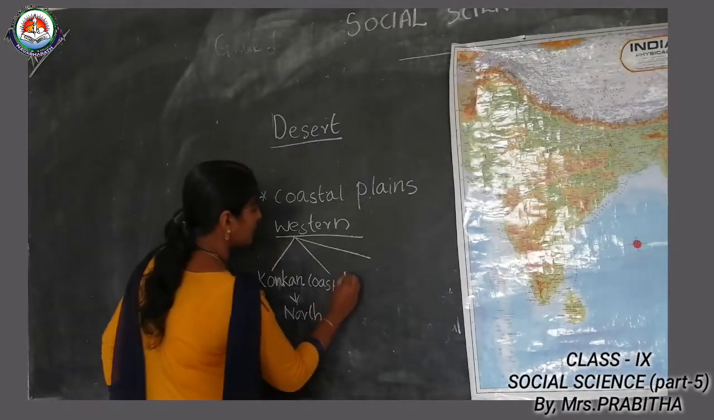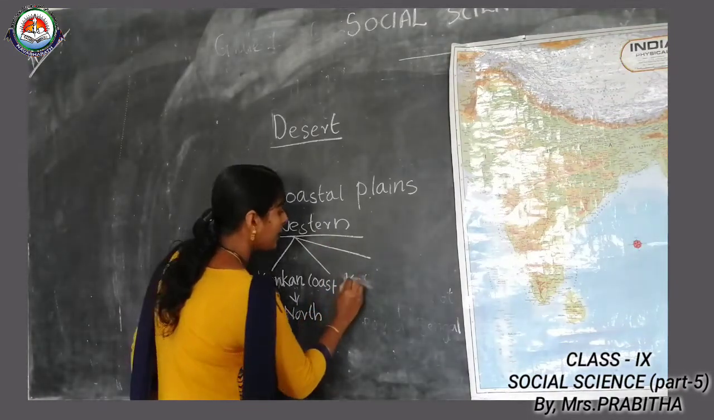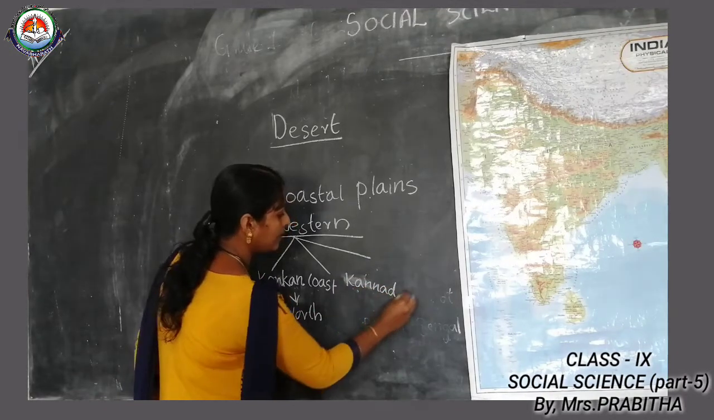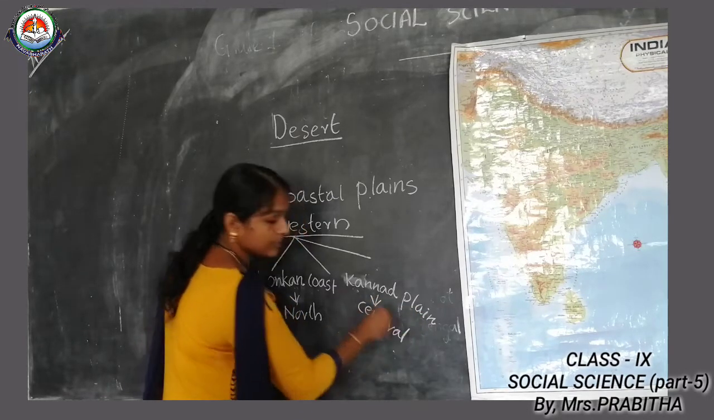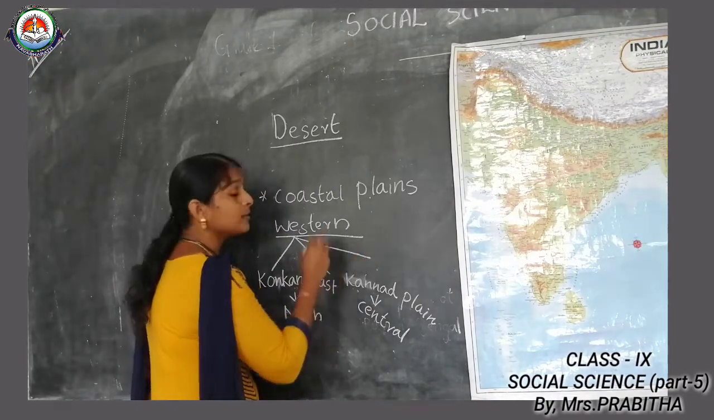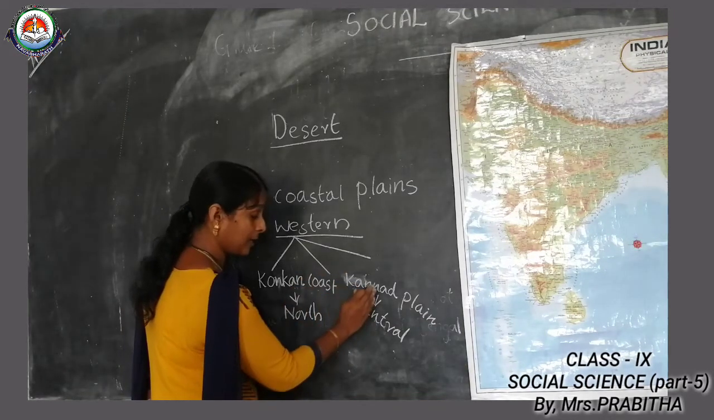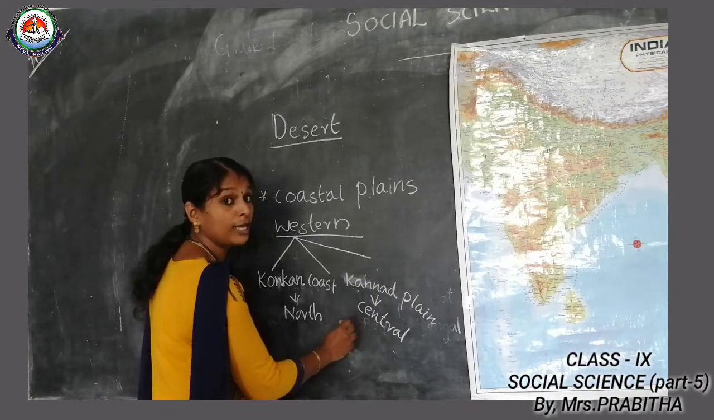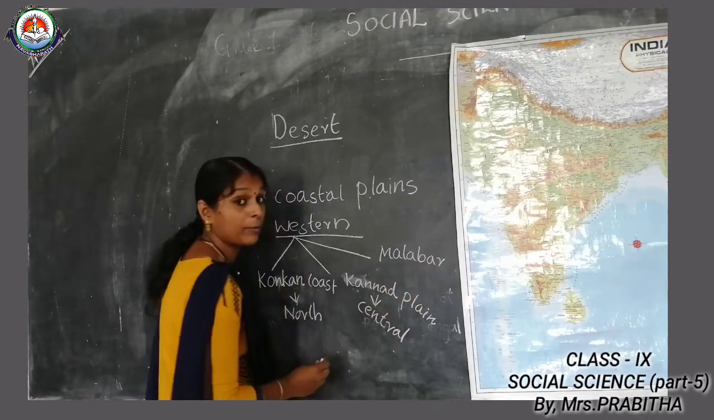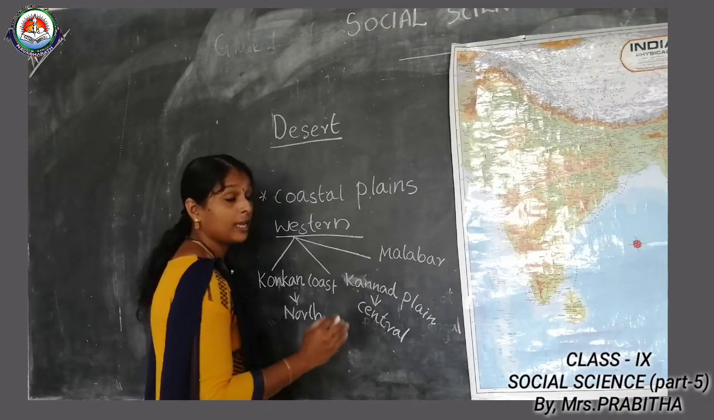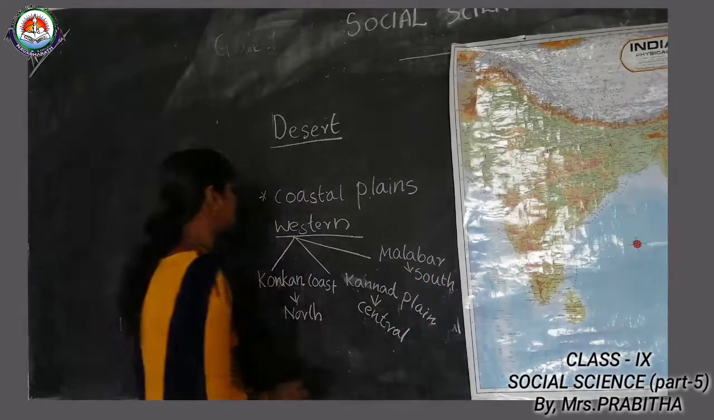Then the central part of the western coastal plains is called the Kannada plain. Next is the third division. Now we discussed north, the Konkan coast, central, the Kannada plain, and south, called the Malabar coast. You have heard of the Malabar coast of Kerala, isn't it? It is near the area of Kerala, in the south.